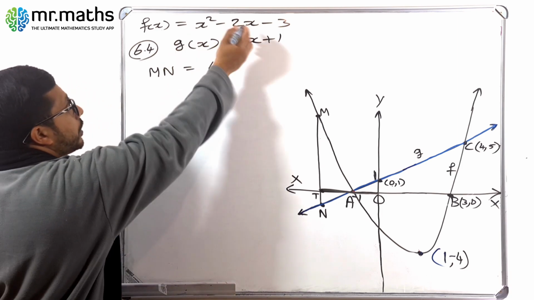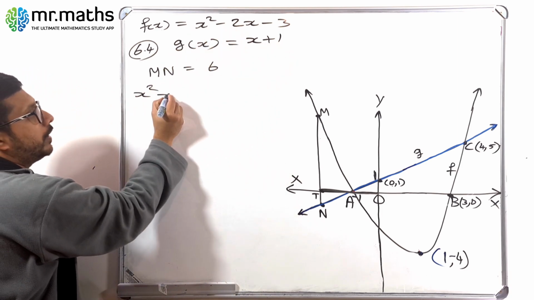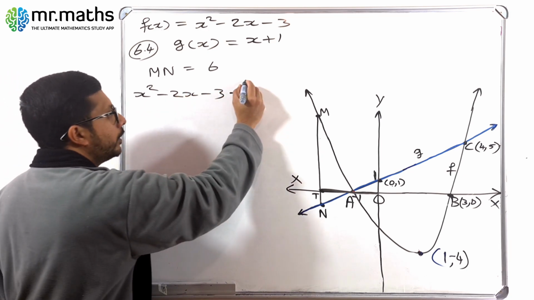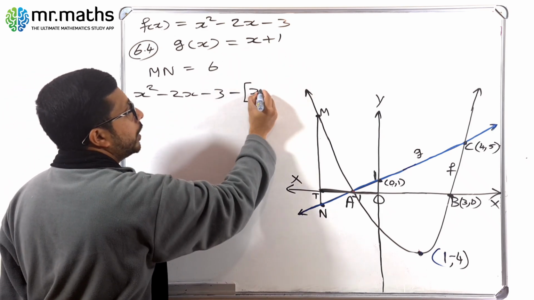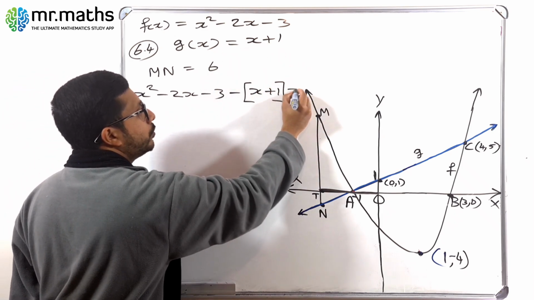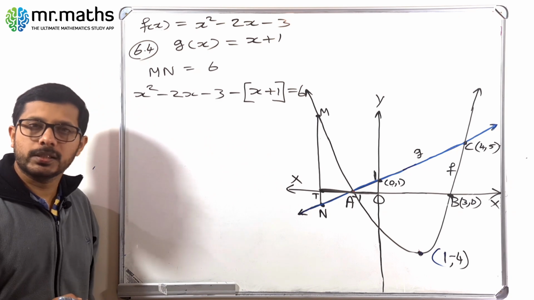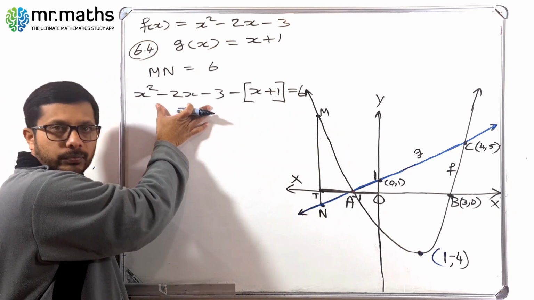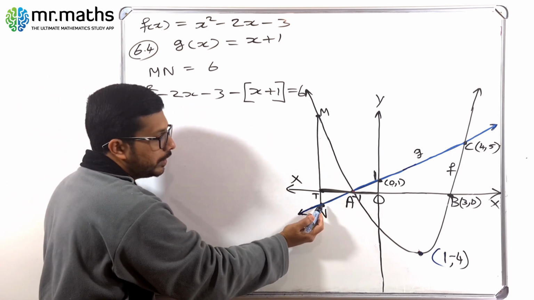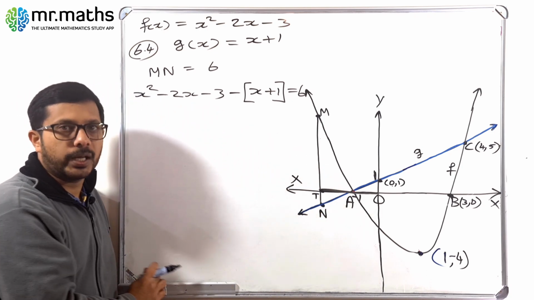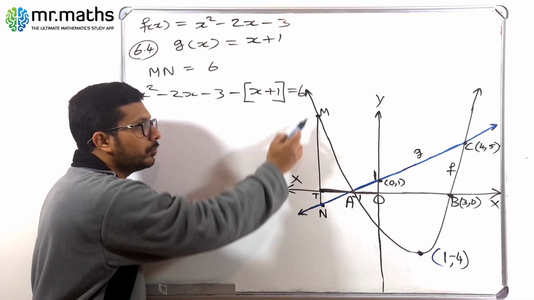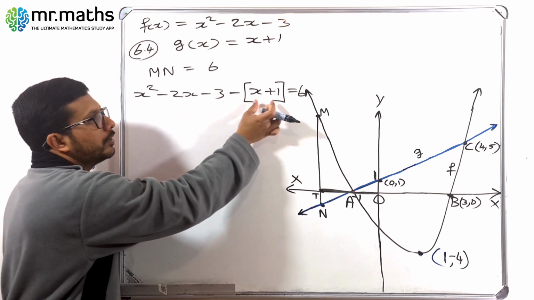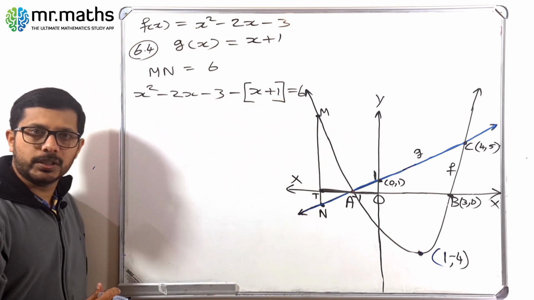So what is f of x? x square minus 2x minus 3, minus, then what is g of x? x plus 1. When you subtract those two graphs, the distance is 6 units, because this point M is a point on the f of x graph and this point N is a point on the g of x graph, and they are saying that the distance between those two points is 6 units. That means f of x minus g of x is equal to 6 units.